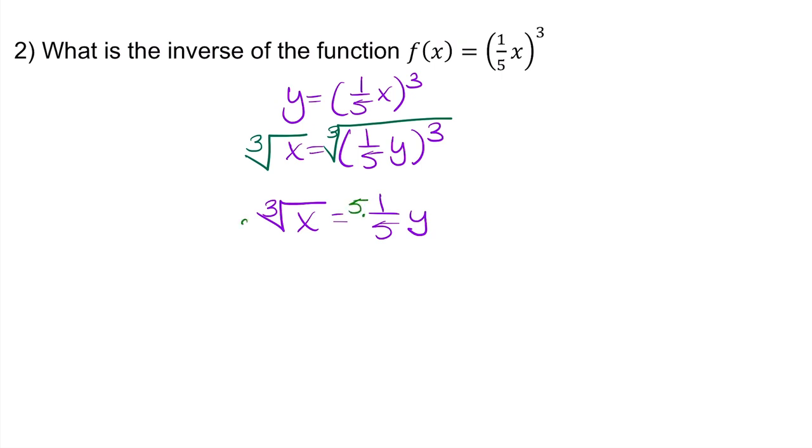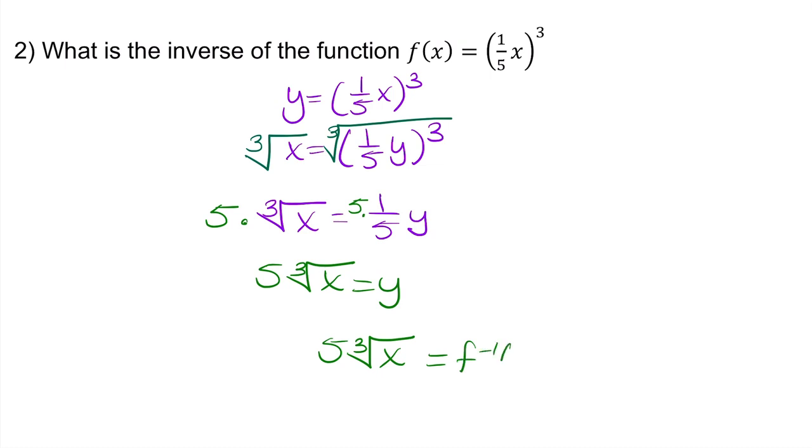So I'm going to multiply both sides of this equation by 5. So I get 5 times the cube root of x equals y. Okay, so now that y is isolated, that is actually my inverse. So I have 5 times the cube root of x equals the inverse. Okay, so that's my inverse function.